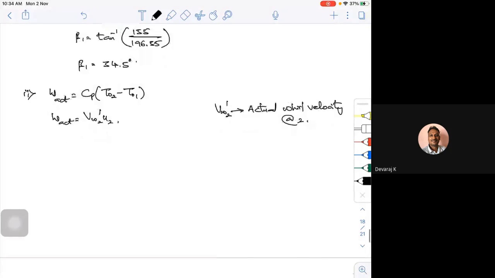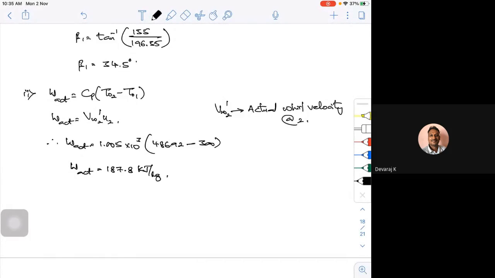I can easily find, therefore, your W actual is equal to Cp, which is 1.005. Already I know the value of it, because of the assumption, and T02 I got as 486.92 minus your T01 as 300. So your W actual, I am getting it as around 187.8 kilojoules per kg. Fine.